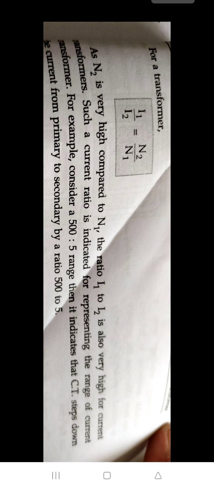The ratio of I1 to I2 is also very high for a current transformer. Such a current ratio is indicated to represent the range of the current transformer. For example, considering a 500 to 5 range, it indicates that the current transformer steps down the current from primary to secondary by a ratio of 500 to 5 ampere.